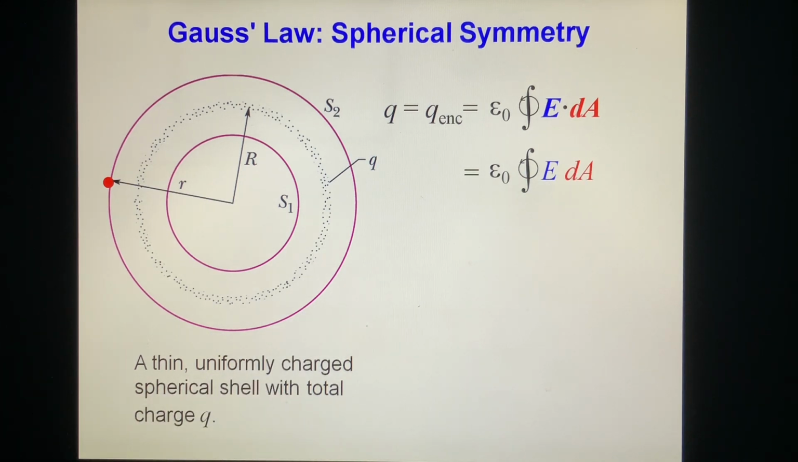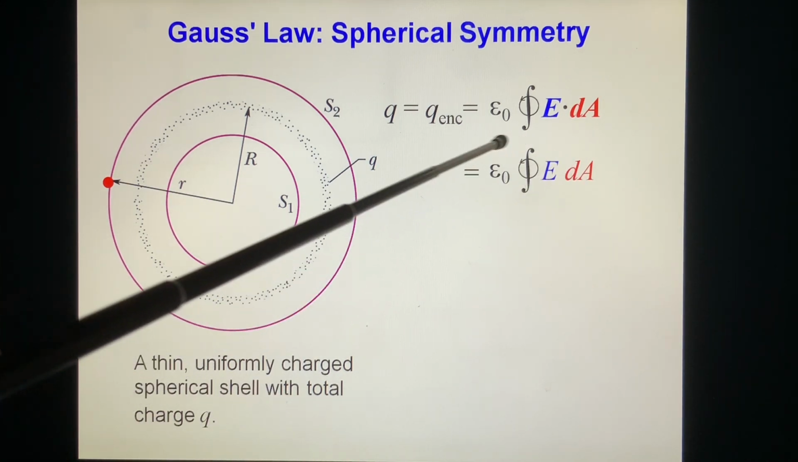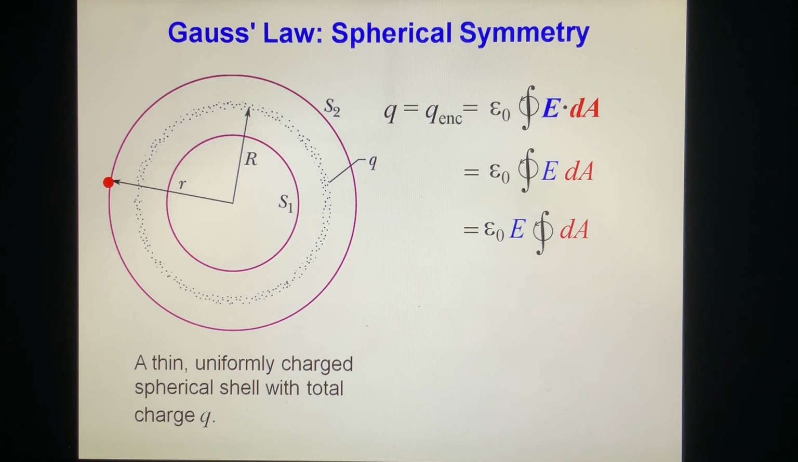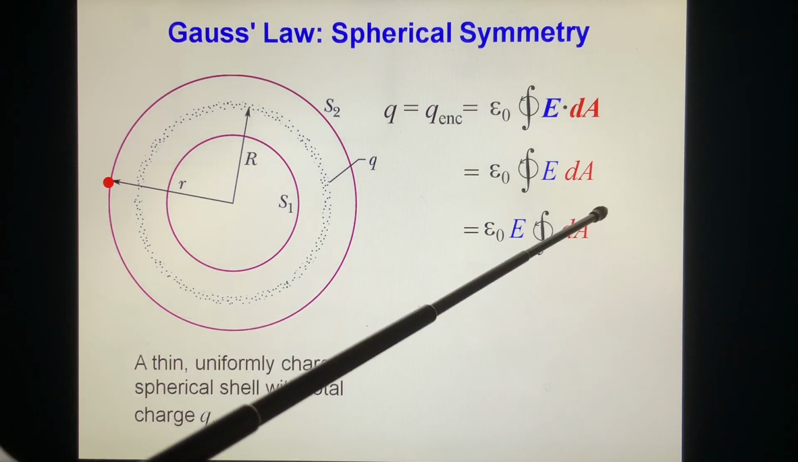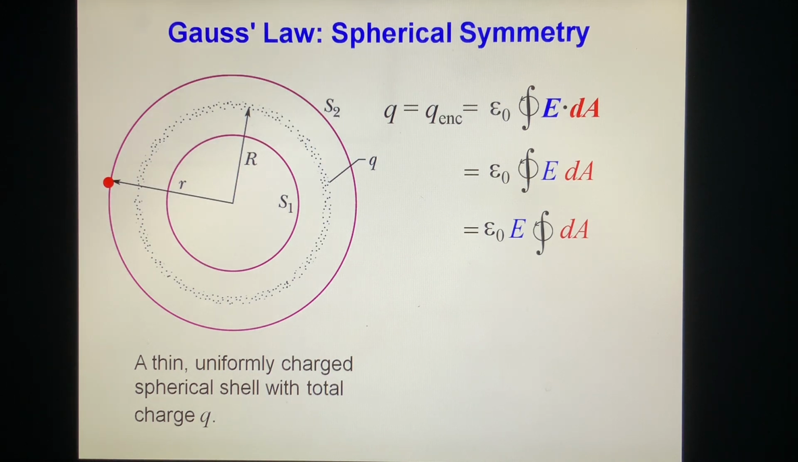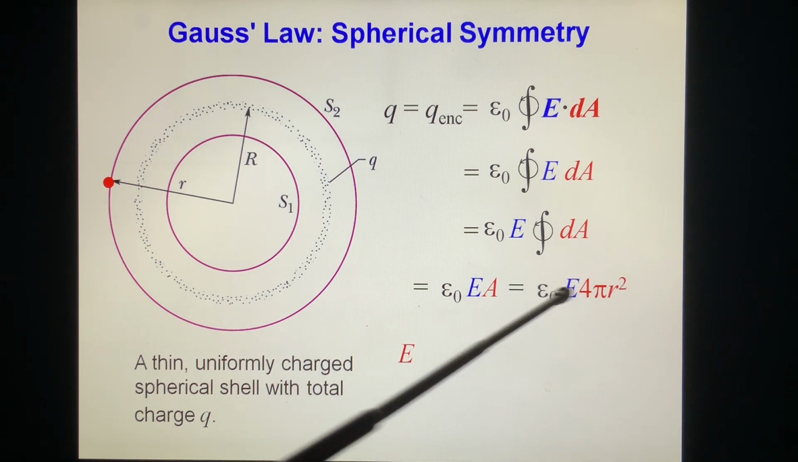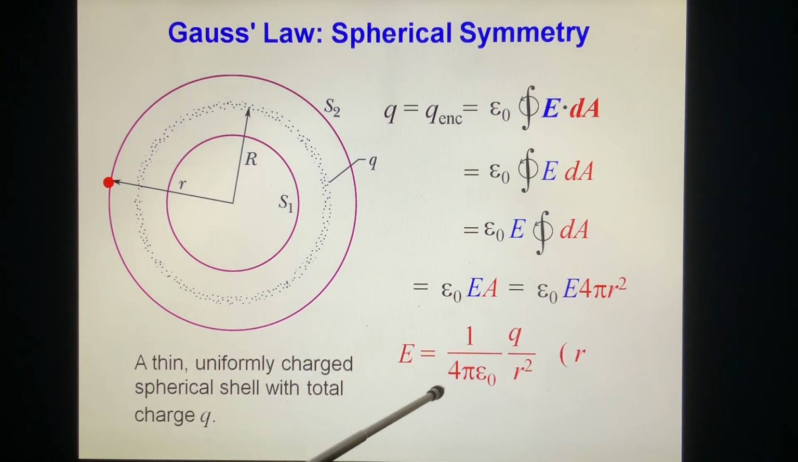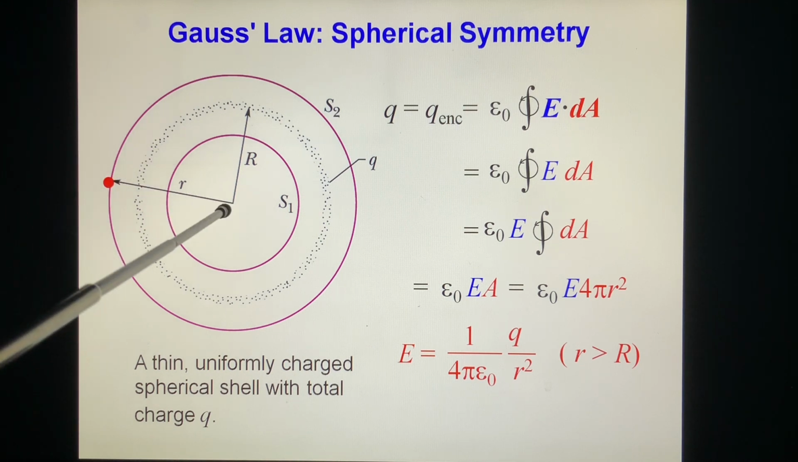By symmetry, E is constant, so we take E out. And this integration of dA is the surface area of the sphere, 4 pi r squared. So E equals 1 over 4 pi epsilon times Q over r squared. This r is larger than R. So it looks like this sphere can be treated as a point charge at the center. Exactly.